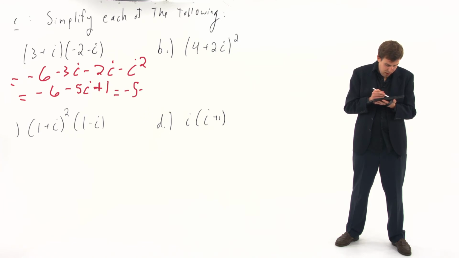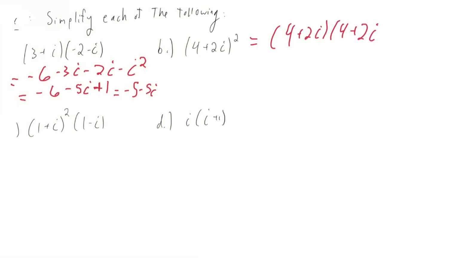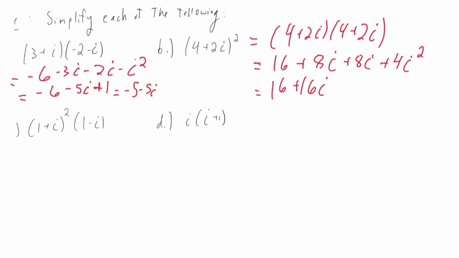-5 minus 5i. Here, I get 4 plus 2i times 4 plus 2i, which is 16 plus 8i plus 8i plus 4i squared, which gives me 16 plus 16i minus 4, so 12 plus 16i.